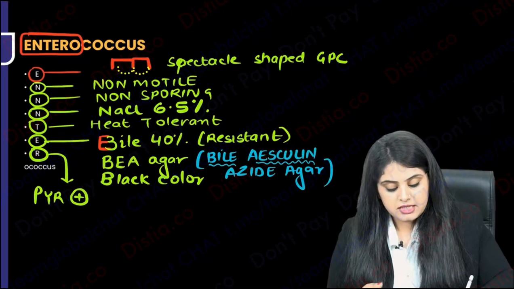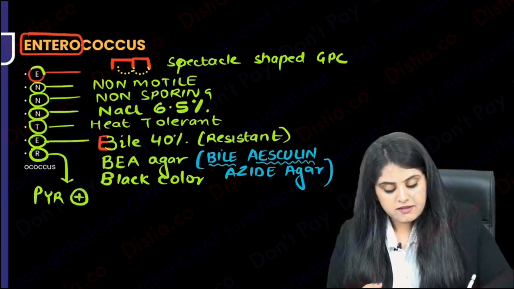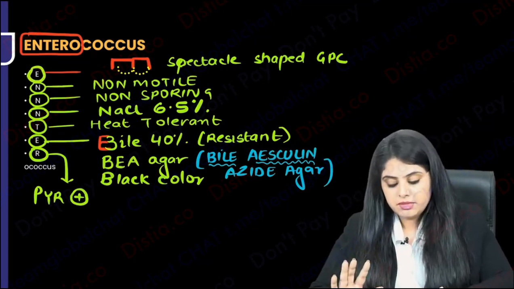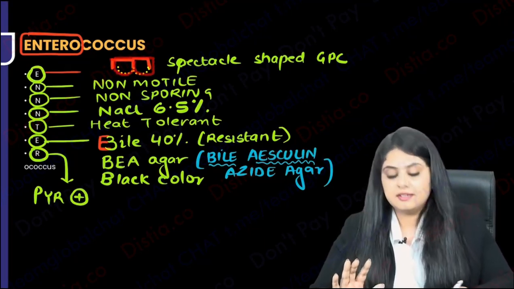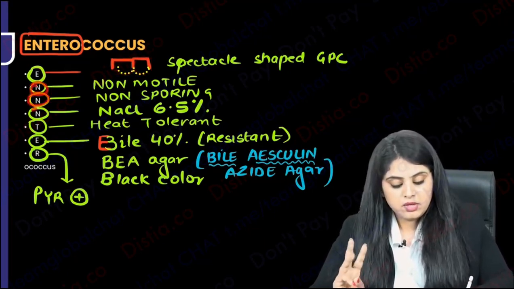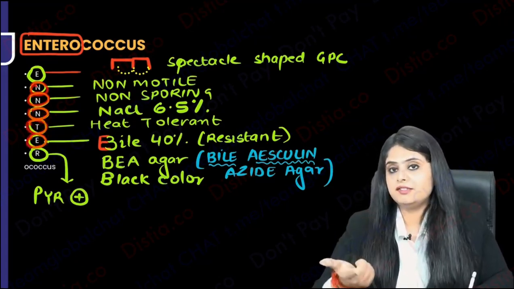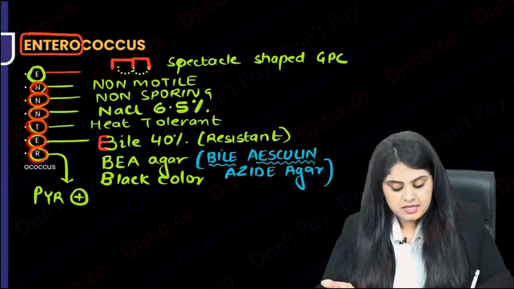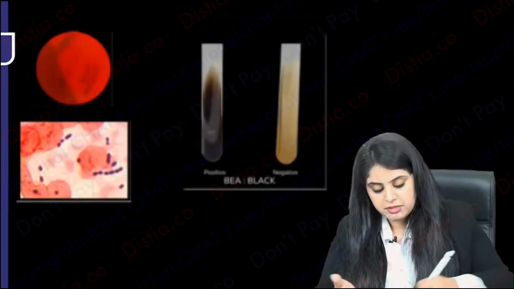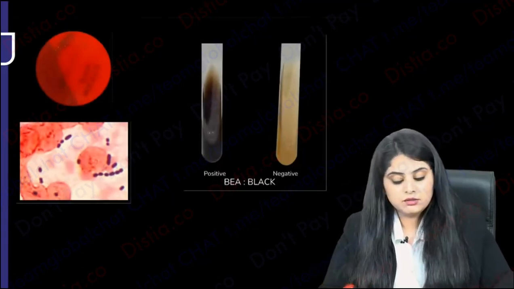So repeating, with the E in the starting, every time E comes, you convert it into a B. So B means it looks like spectacles. Non-motile, non-sporing and NaCl 6.5%. Heat tolerant, bile esculin azide agar, black color. PYR test positive. Have a look at the picture so that I can now tell you the clinicals also.